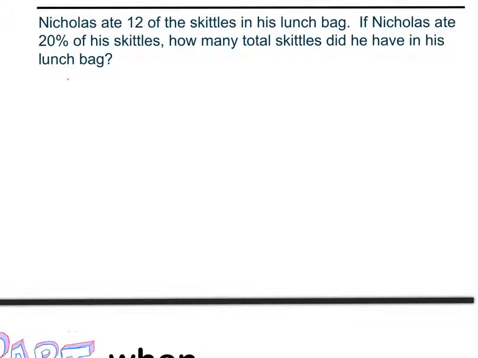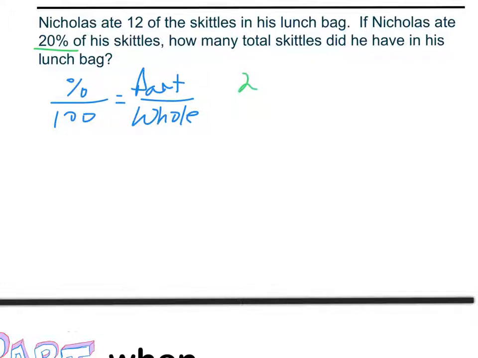Okay, well, let's fill out. We always start with our percent over 100, part over whole equals part over whole. Let's figure out what we have and what we're solving for. So our percent, we actually have 20%. So I can put a 20 in over here. It's always over 100. And that equals, do I have the part or the whole? Nicholas ate 12 of the Skittles in his lunch bag. But I know how many total means we're trying to solve for the total. So we're not going to know what the whole is. So the part is going to be Nicholas ate 12 Skittles.